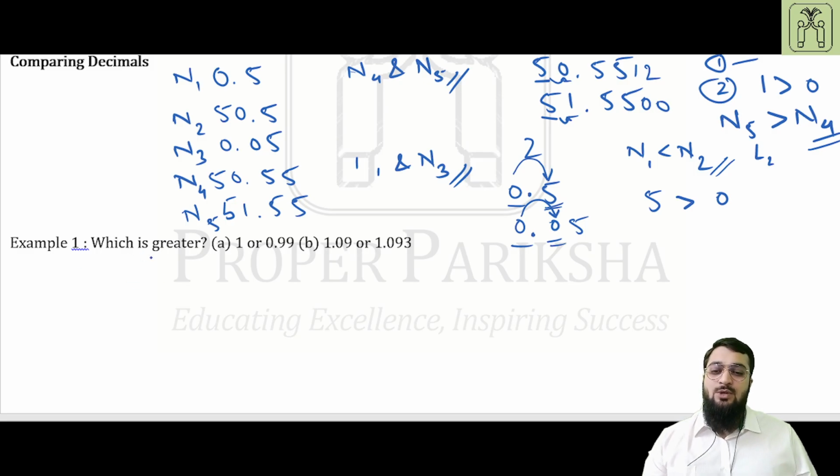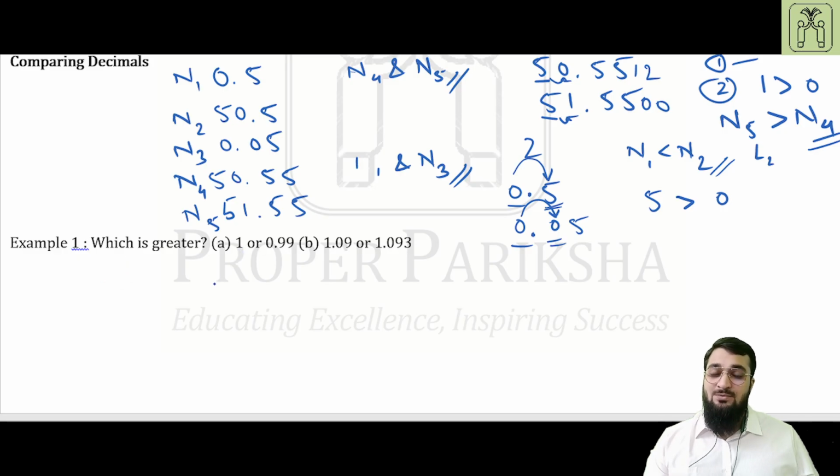Question number 1, which is greater, 1 or 0.99? So first thing what we will do is that we will write both the numbers on top and bottom of each other, making sure that the decimal is aligned. But the question over here is that 1 does not have a decimal point.